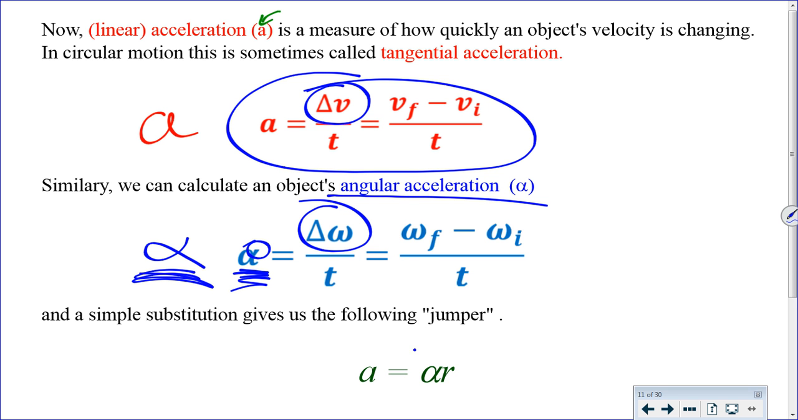And just like before, there is a jumper equation that allows us to convert between linear and angular quantity. So our linear acceleration is equal to our angular acceleration times the radius.